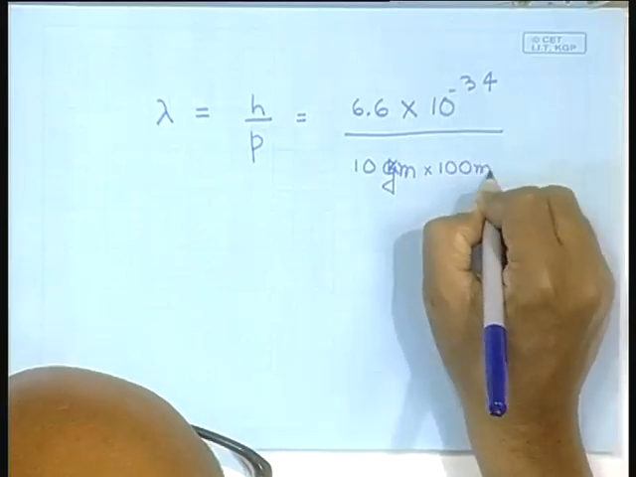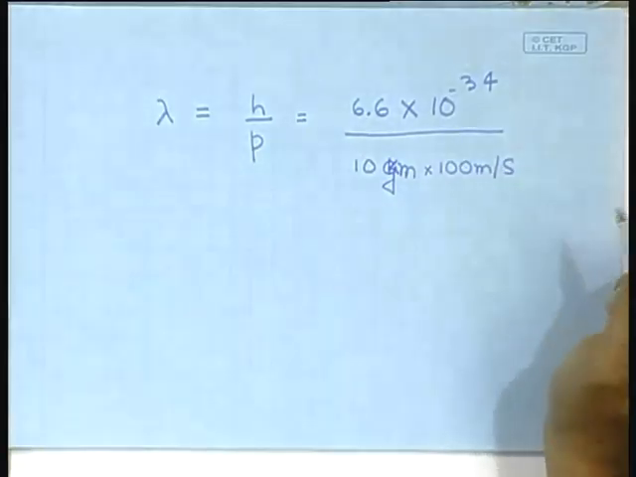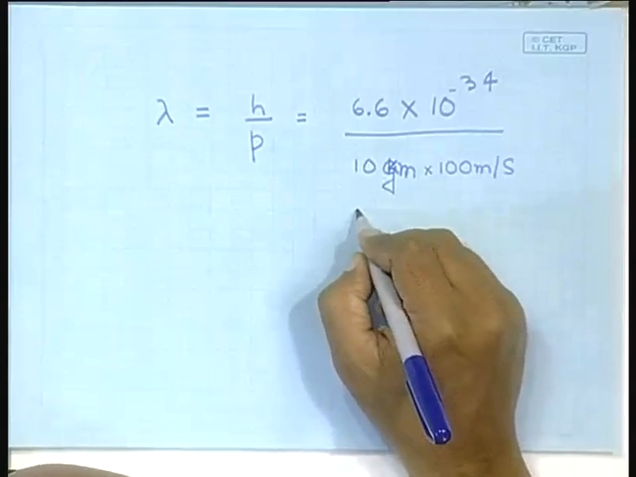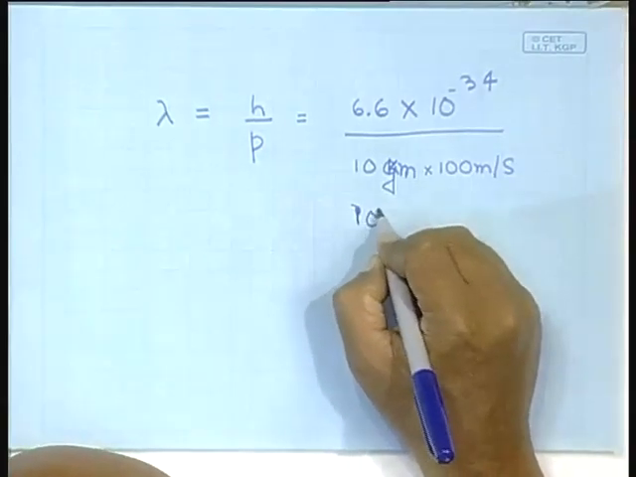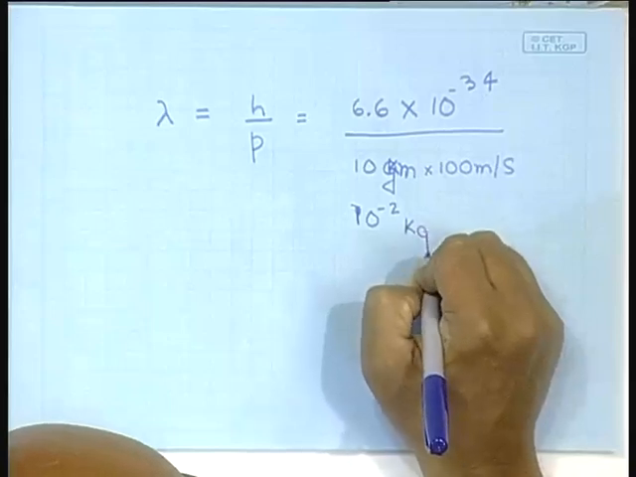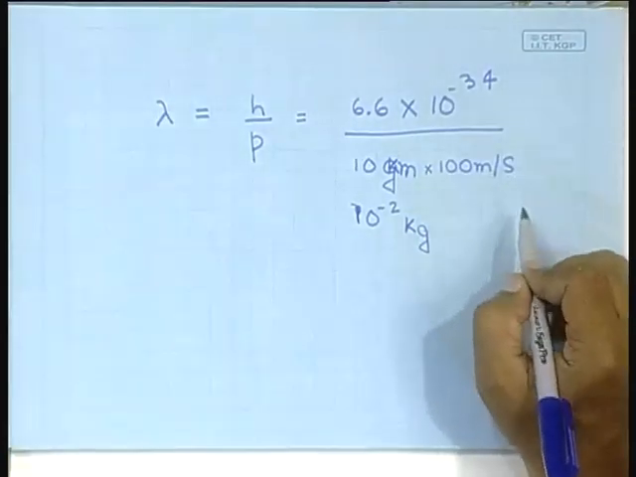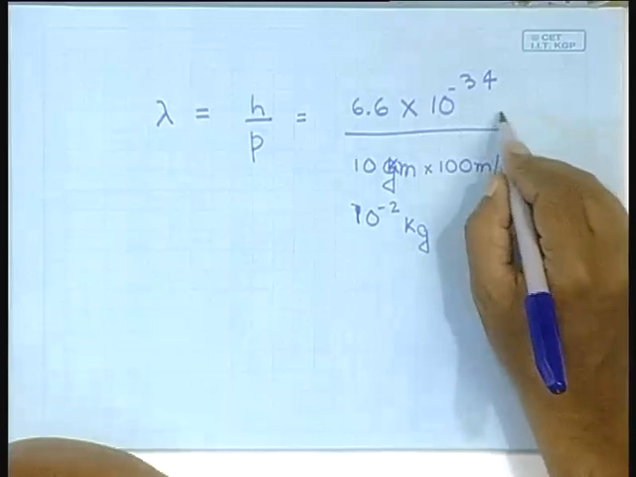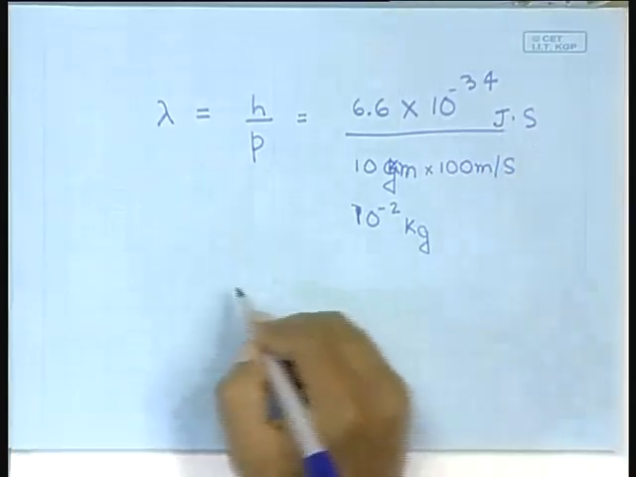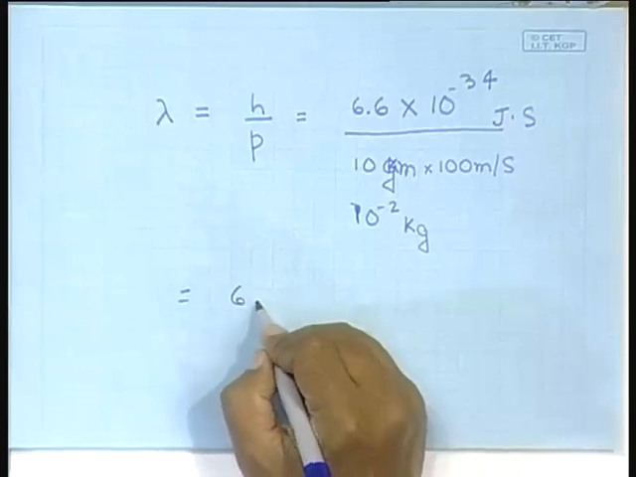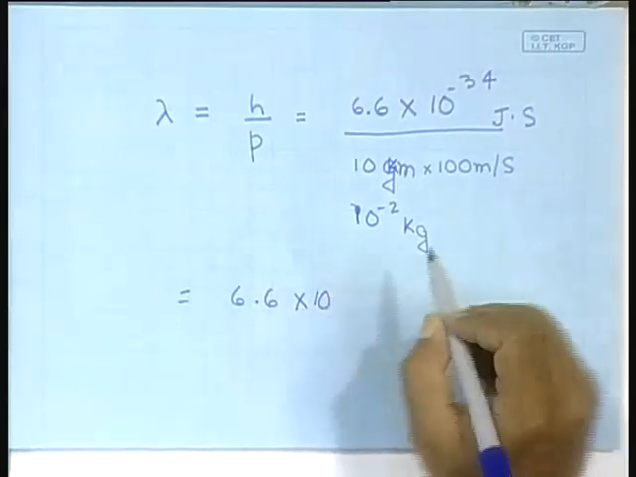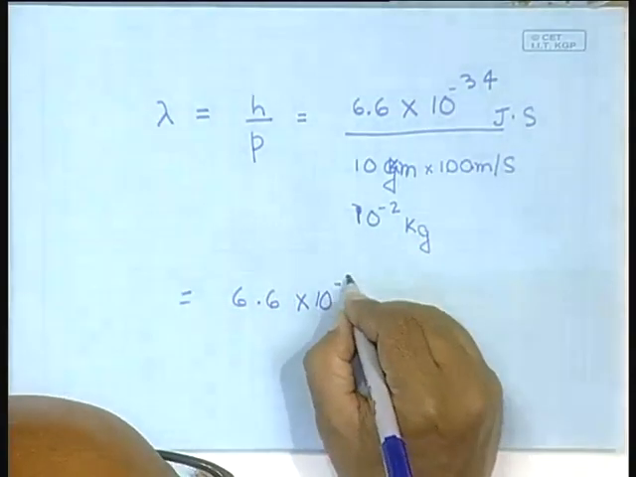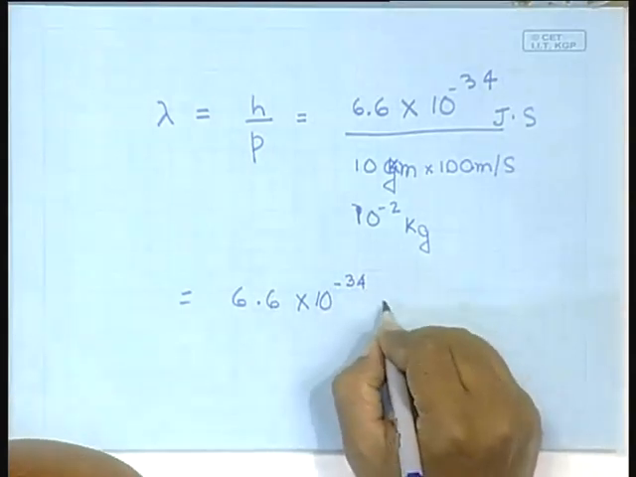So, 10 grams, 100 meters per second. 10 grams would be 10 to the power minus 2 kg, and if I multiply it with 100 meters per second, I will get a factor of 1 in the denominator. Let me put the units. So, the wavelength is going to come out to be of the order of 6.6 into 10 to the power minus 34 over 10 to the power minus 2 times 10 to the power 2. This exactly cancels out in the denominator, and the wavelength is of the order of 10 to the power minus 34 meters.